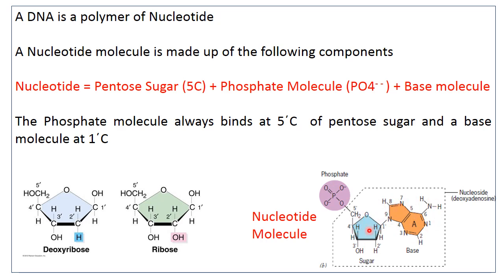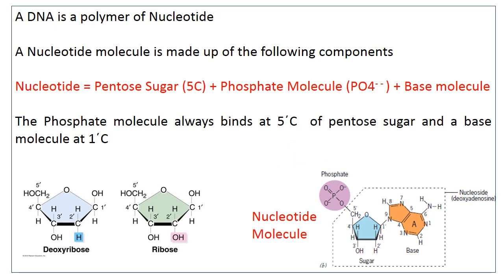Why is this a pentose sugar? Because it has only 5 carbons: first, second, third, fourth and fifth. Unlike hexose sugars such as glucose and fructose, where the molecule possesses 6 carbons, in pentose sugar there are only 5 carbon atoms.